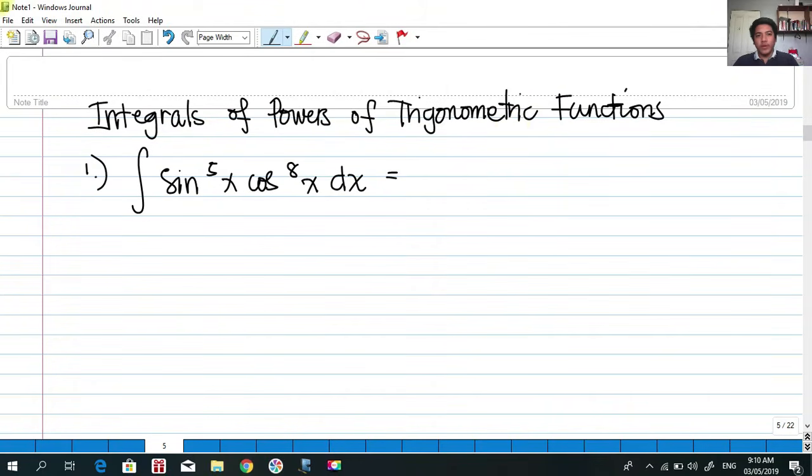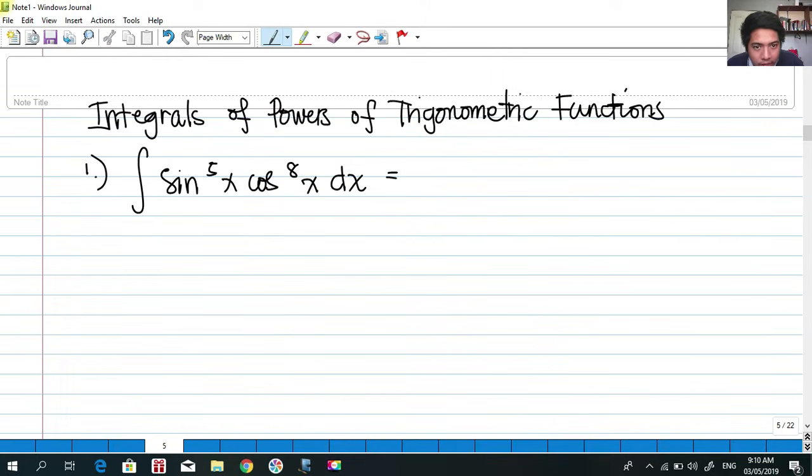Hi, so for today we're going to talk about the integrals of powers of trigonometric functions. And as you can see here, we have an integral that is equivalent to the integral of sine of x raised to 5, cosine of x raised to 8 dx. So how are we going to solve this integral?